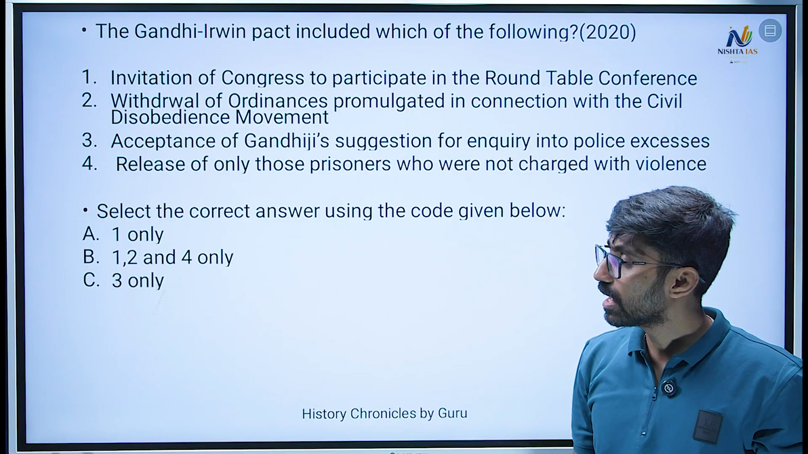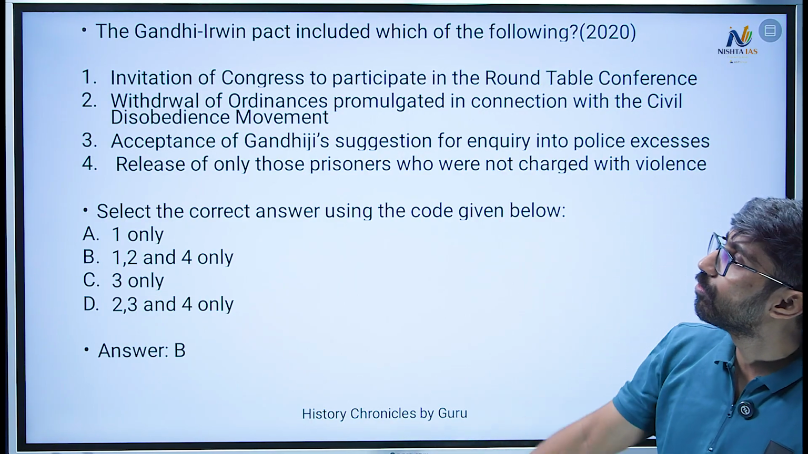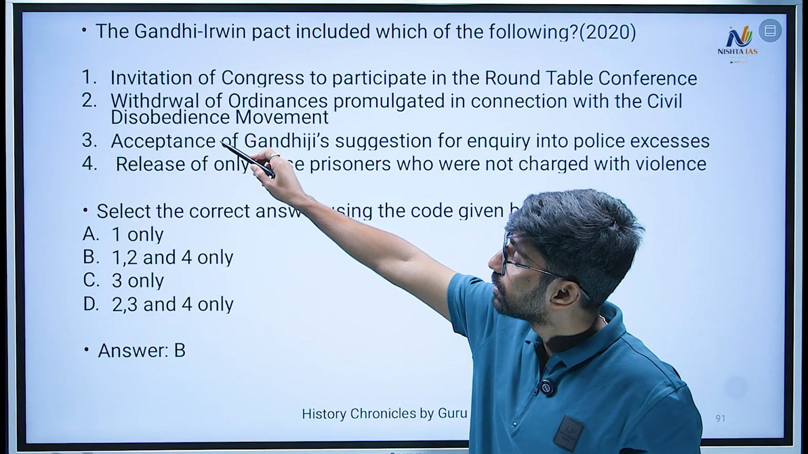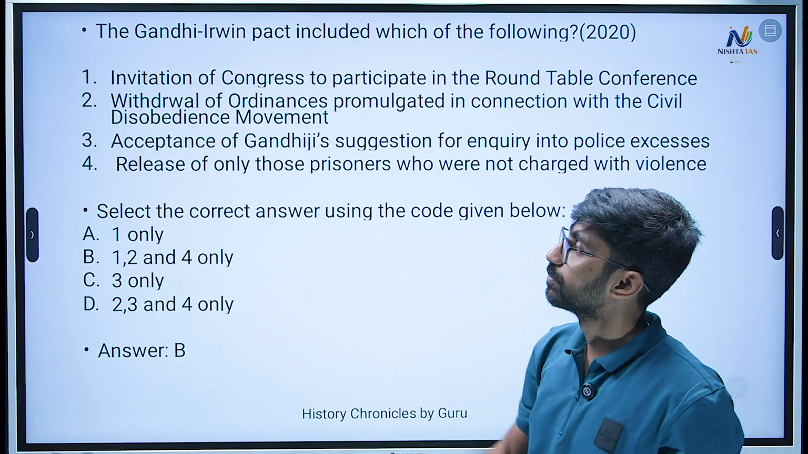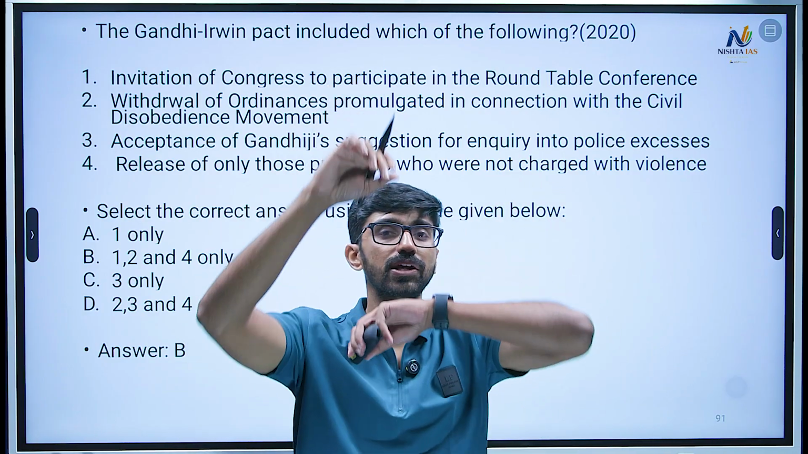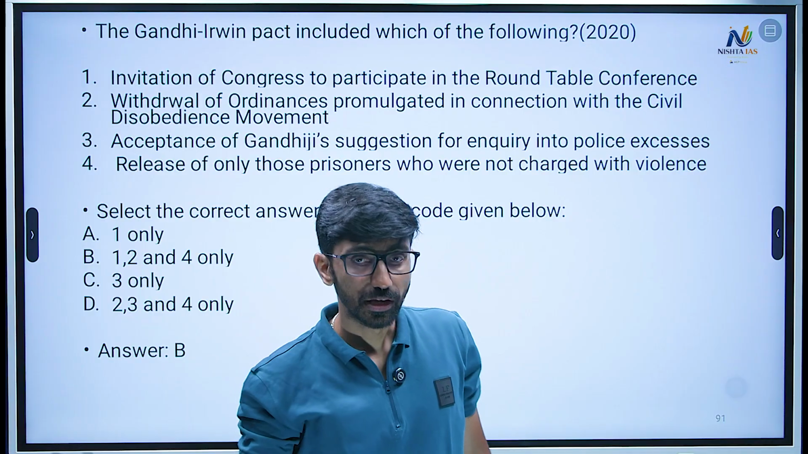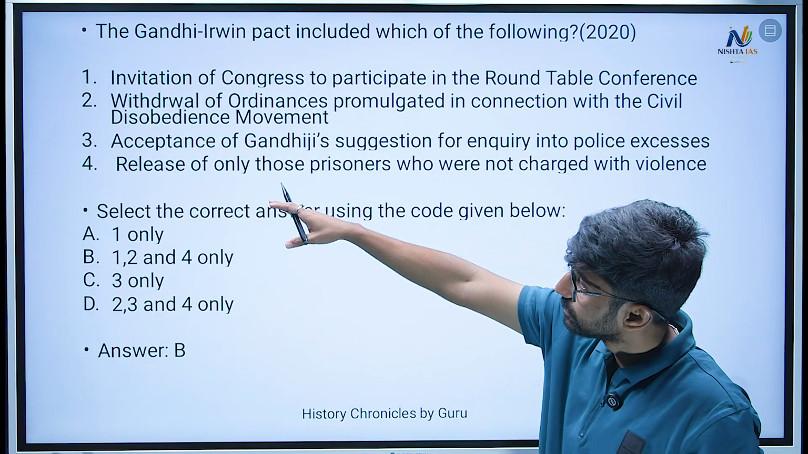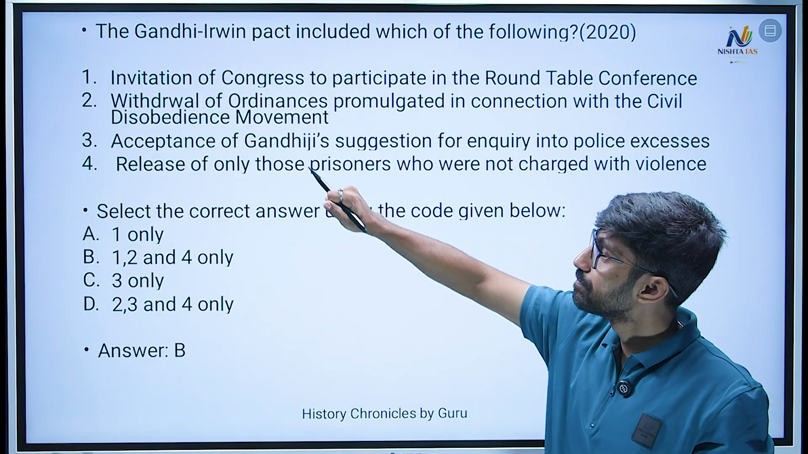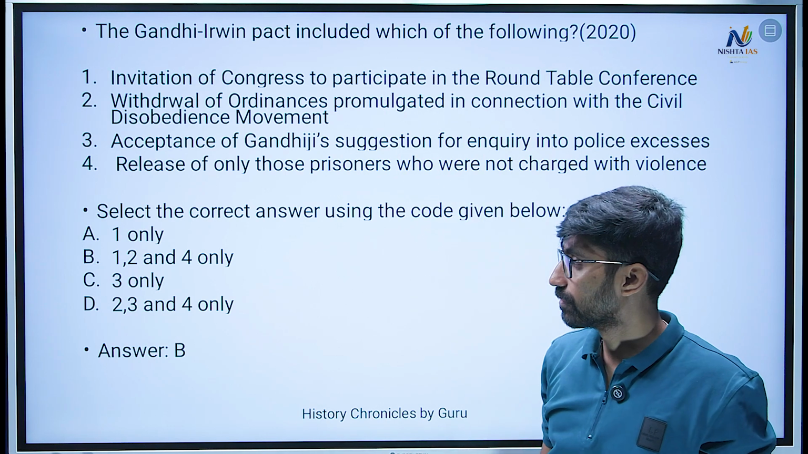Okay, let's look at the answers over here. The answer is actually D, 1, 2, 4. The third statement was not accepted. Gandhi asked the Britishers to inquire into the police exploitation that happened, but the Britishers did not accept that demand. All the others were accepted: release of only non-violent prisoners, withdrawal of ordinances, and participation in the roundtable conferences.